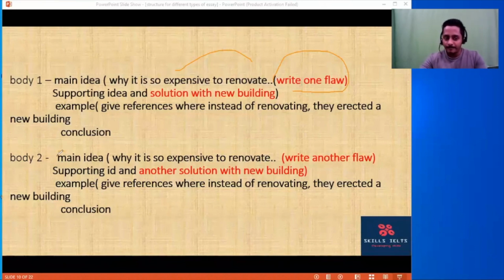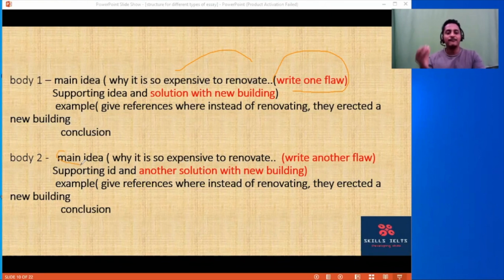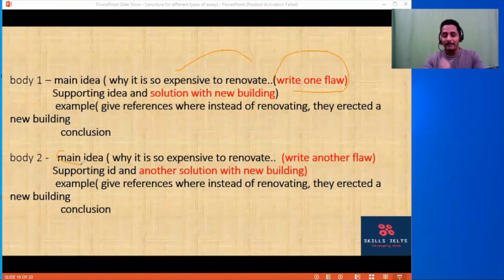Main idea: talk about another flaw which is also very expensive. This costs you so much. It could be a paint, it could be an art, whatever it is. It could be the style of the window. And then how you overcome it by constructing the new building. It is so easy. These things can be overcome with a new technology, and the money is also so much less.